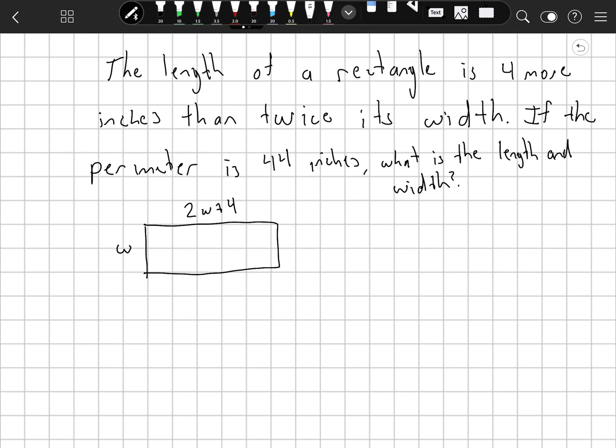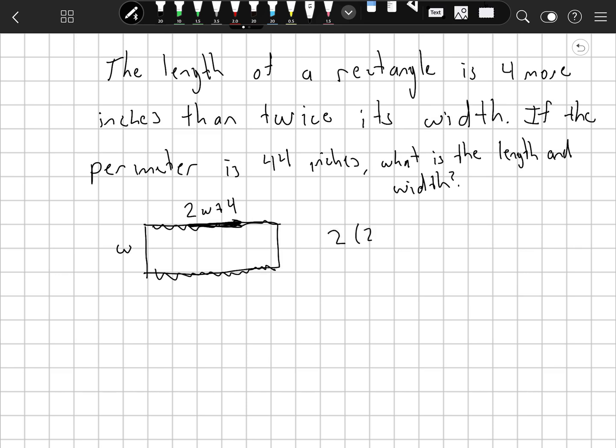So I've drawn a rectangle and labeled it. The length is 4 more than twice the width. That's right here. That's this expression, 4 more than 2 times the width. You might remember perimeter means that we have to double both sides because we have to add up this side here and that side there. So I'm going to make an equation here.